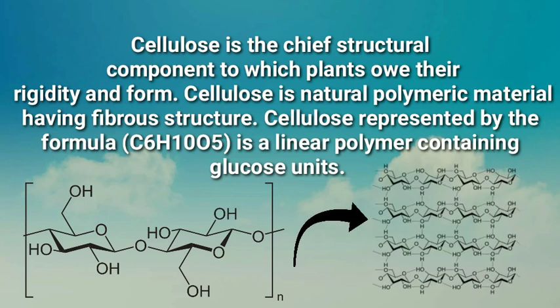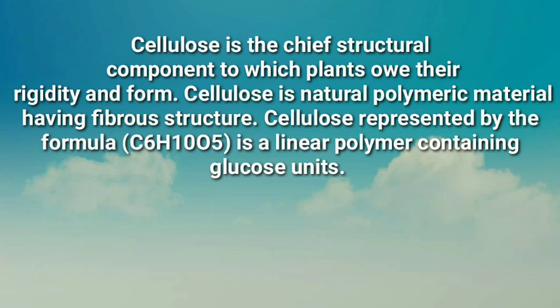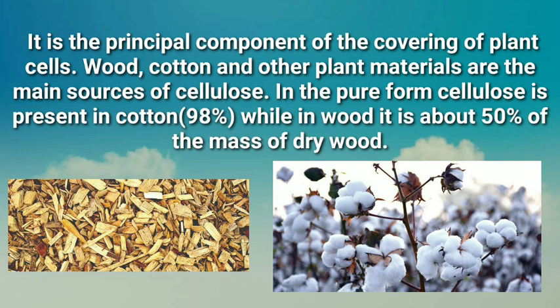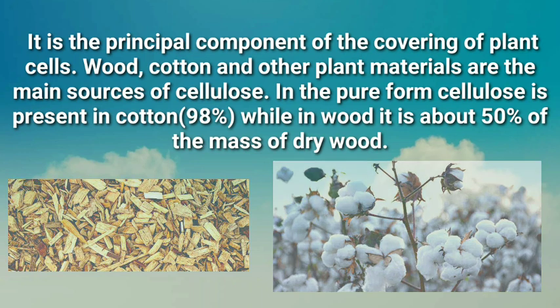As we know that cellulose is the chief structural component of the plant cell wall, which provides rigidity to the cells. It is actually a natural polymeric material having a fibrous structure. In a pure form, cellulose is present in cotton, that is approximately 98%, but in wood pulp it is only approximately 50%.